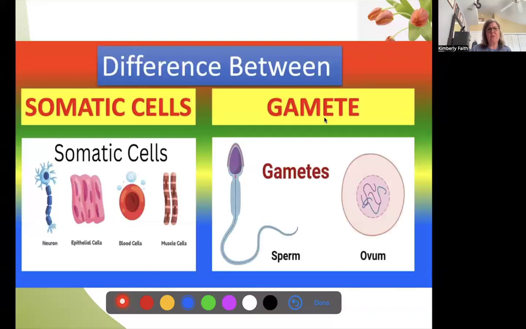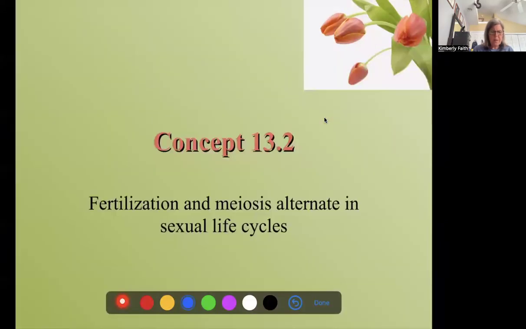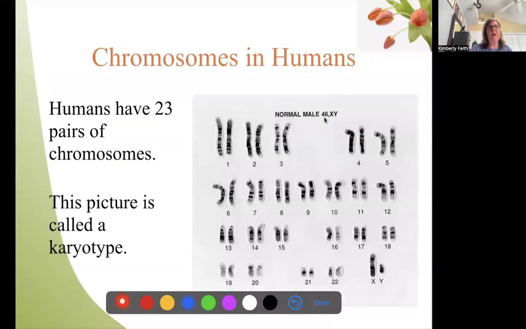Here are the differences between them. We can see the somatic cells, some of the body cells there, and then of course the gametes are just the eggs and the sperm. Concept 13.2 is going to talk about fertilization and life cycles.